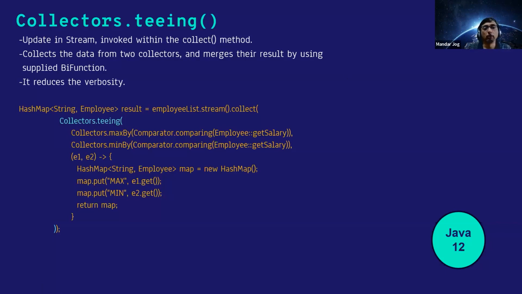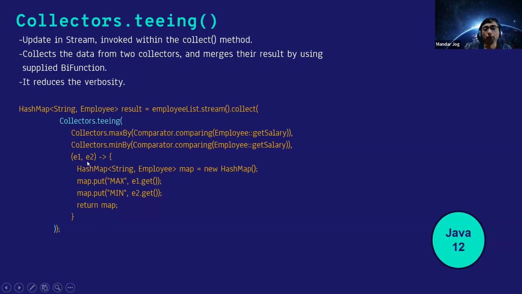The way teeing works is something like this: Collectors.teeing, and you create two results from the collections. So this is one result where you find out the maximum salary, you find out the minimum salary, and then you say that this maximum salary object and minimum salary object, I'm going to add in the hash map. Whatever result has been created from these two, first result and second result, I am going to add it by using the BiFunction.